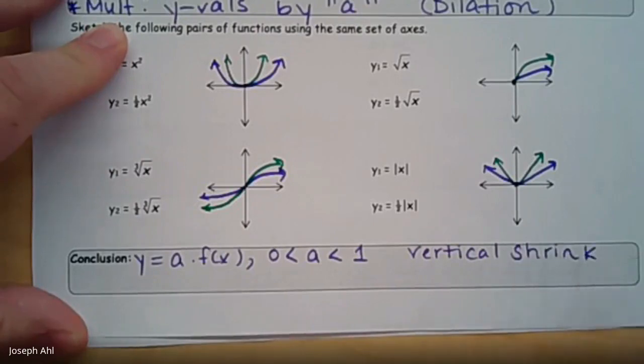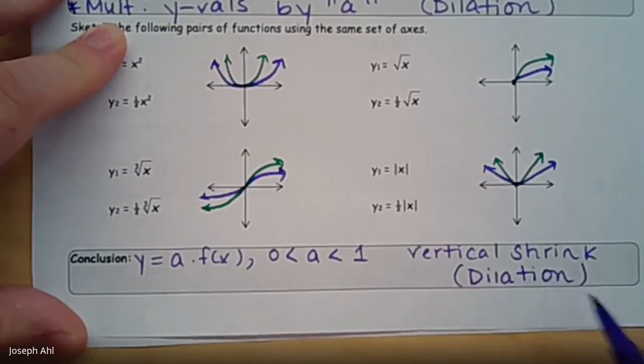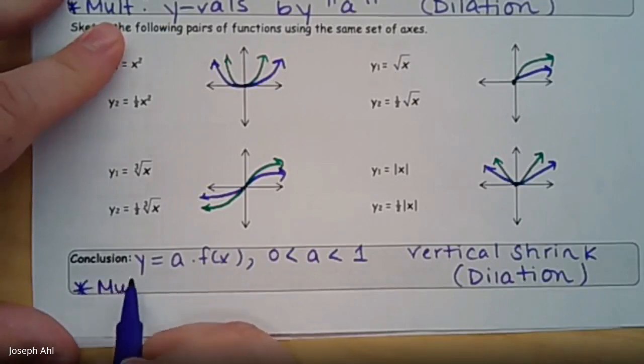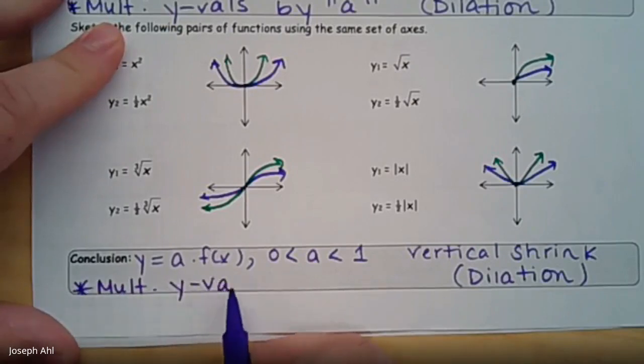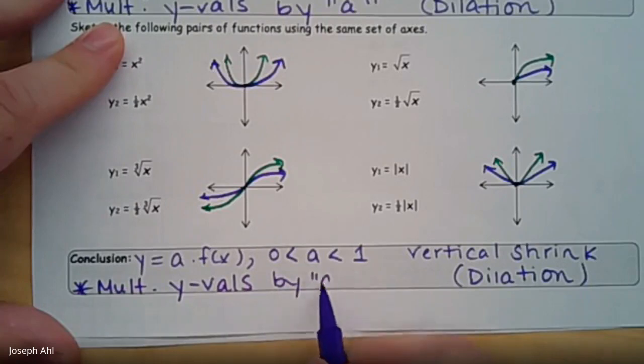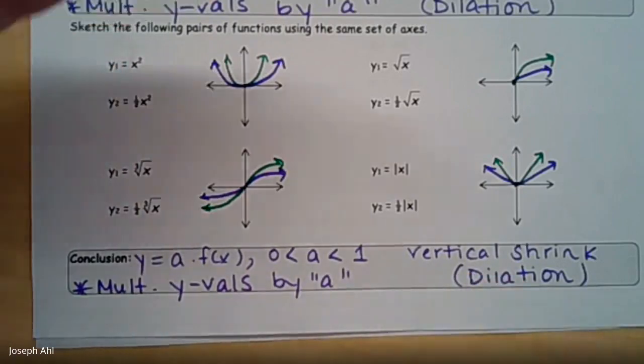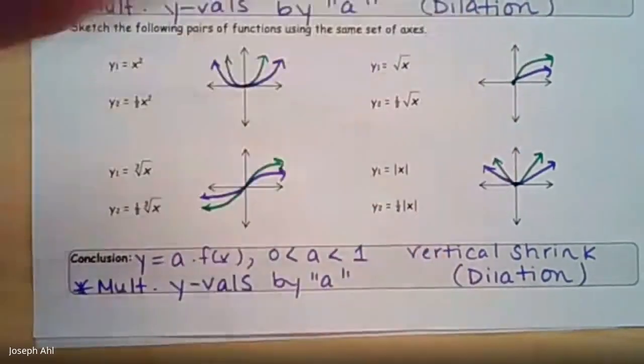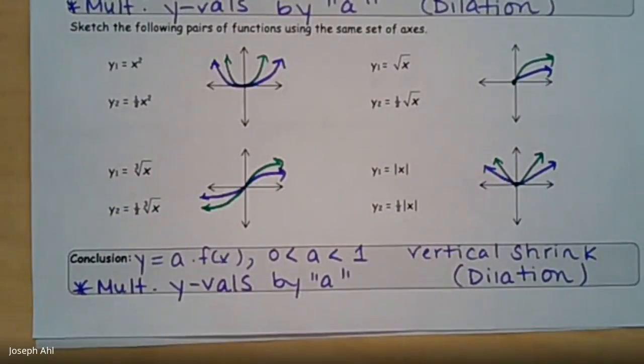Sometimes you'll hear the word compression as well, compressing the graph or shrinking the graph. It's still an example of a dilation. Whenever you multiply by a scale factor, it's a dilation. And you're still multiplying the y values by a. But multiplying the y values by a fraction is going to make this graph shrink in this way and push the graph in along the y-axis.